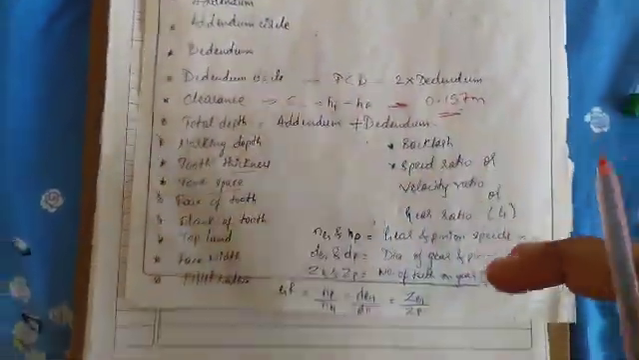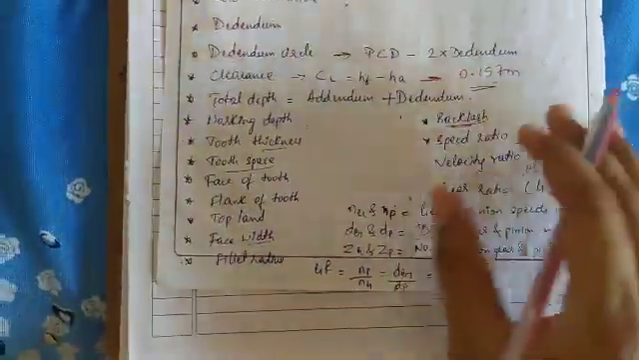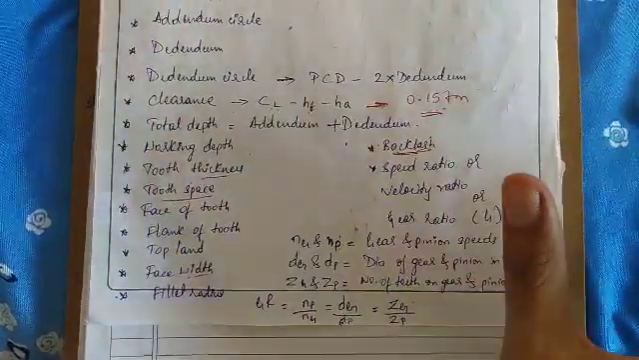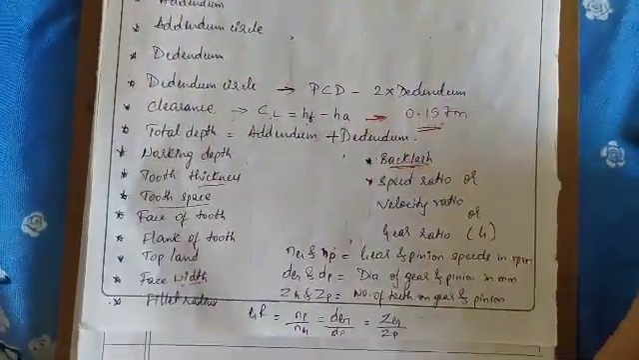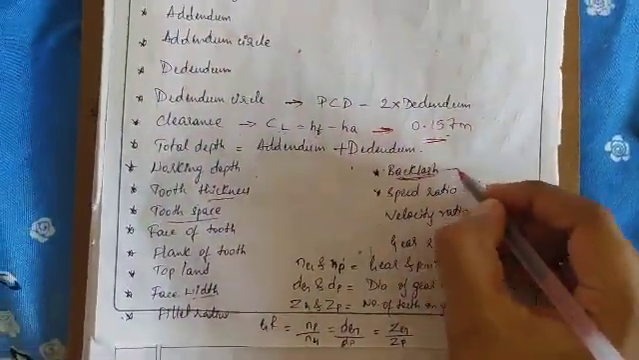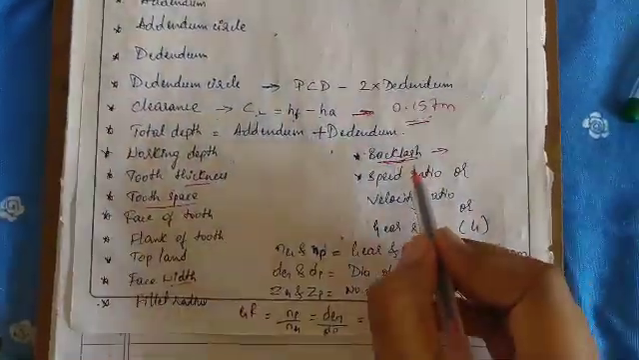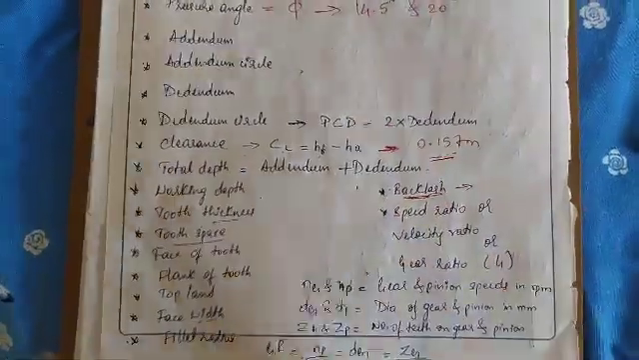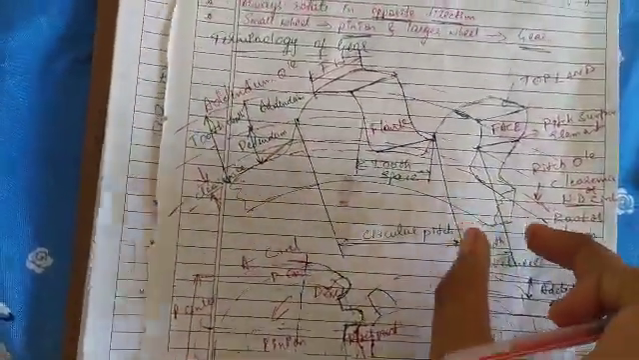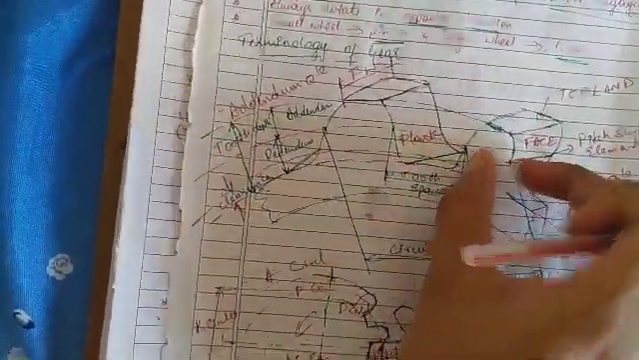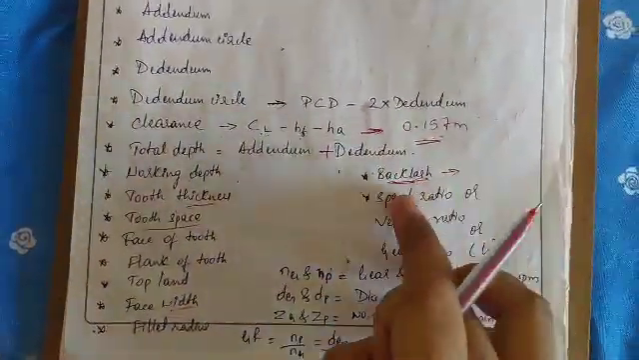And one more terminology is backlash, the difference between the tooth space and the tooth thickness, measured along the pitch circle. Once again I will repeat, the backlash is the difference between the tooth space and the tooth thickness, this minus this, we call backlash.